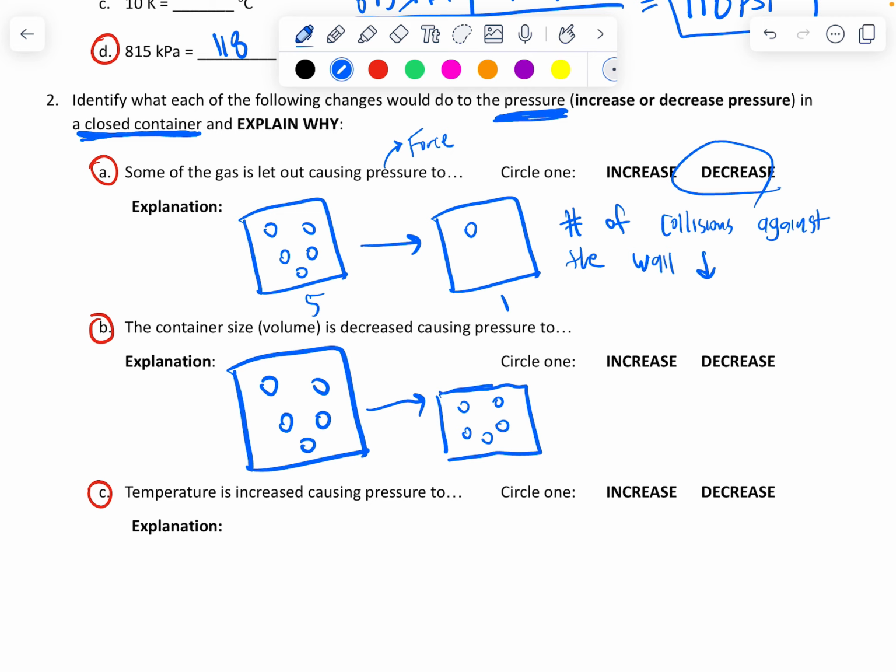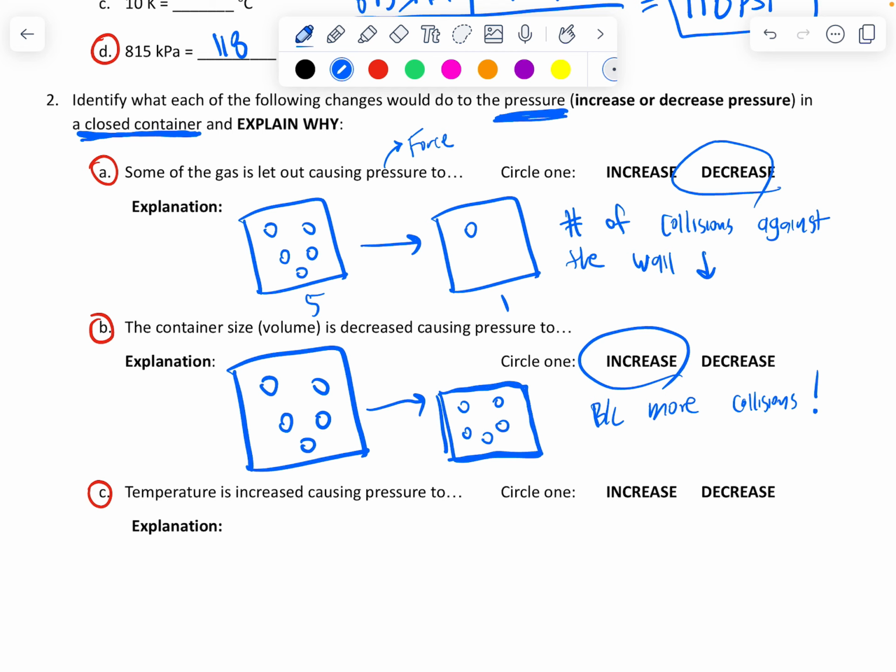But now on the right side, we have a very small container, which means the gases are like, oh, this is a really small volume. This is a very small container. I'm able to find the walls a lot more quickly, which means a lot more collisions against the walls, right? And we know if there are more collisions, that means more, what is that? Pressure, right? So let's see. The container size is decreased, causing the pressure to go up because of more collisions.